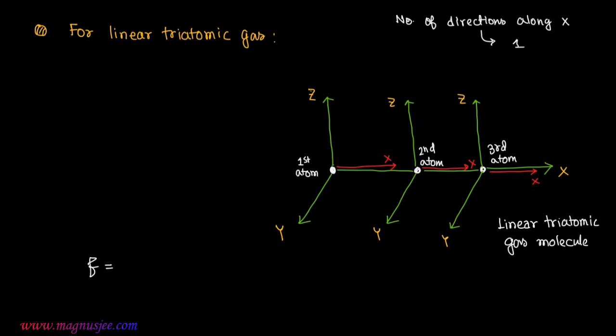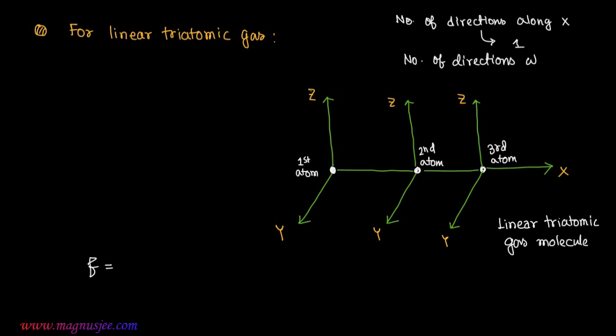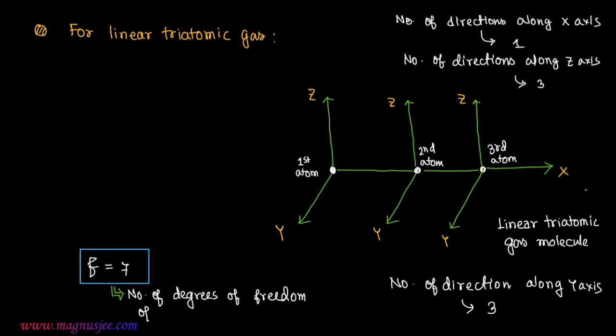Similarly, there will be 3 different z-axes. That's why the number of directions in the vertically upward direction will be 3. The number of directions along z-axis is 3, the number along x-axis is 1, and the number of directions along y-axis is also 3, along which internal energy will be uniformly distributed. That's why the number of degrees of freedom, F, will be equal to 7. That is the number of degrees of freedom of a linear triatomic gas molecule.